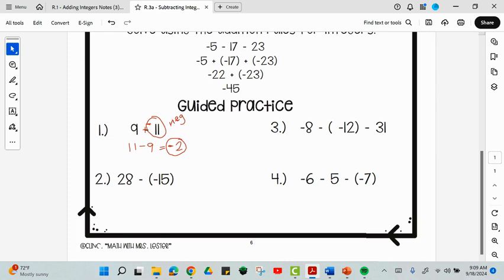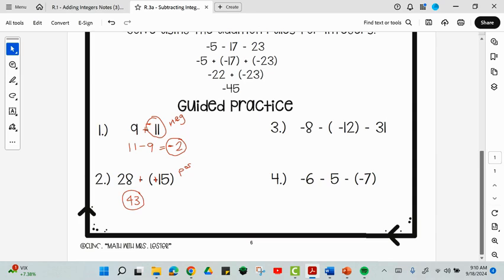Number 2, so keep the first number the same, so 28 stays the same, and then our subtraction sign changes to addition, and then this negative, we got to change to the opposite, which is also addition. So some people may say keep it, so keep the first number, change the middle, and change the third. So now we have 28 plus 15. Both are the same sign. Both are positive. So our answer will be positive. So 28 plus 15 is going to give me 43. And it's positive because we keep the sign positive.